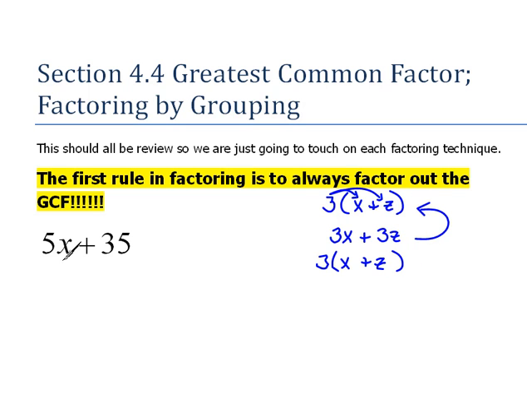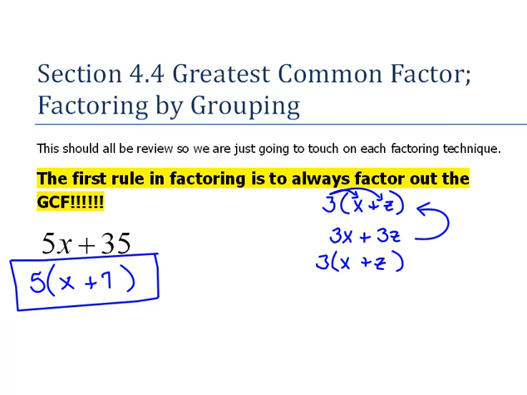So let's begin looking at this problem. Here we have 5x plus 35. We're going to factor out the GCF. In this problem, we have a common 5 in both of these terms. So I'm going to reverse distribute, or factor that 5 out. Now 5 times what would give us 5x? That would be x. And then 5 times what would give us a positive 35? That would be a positive 7. So this is factoring the GCF out of that term.